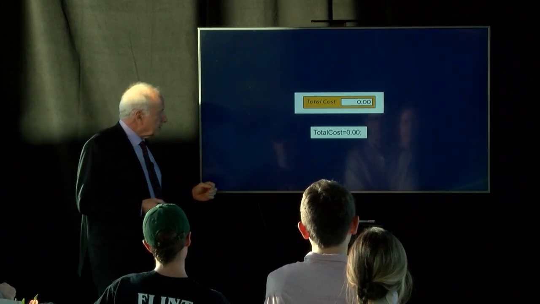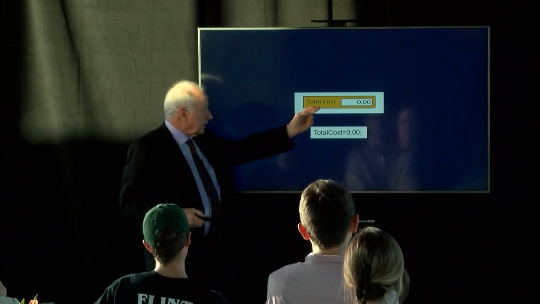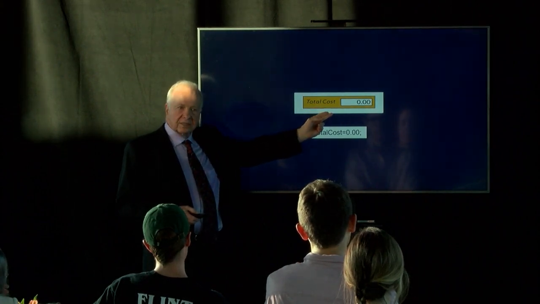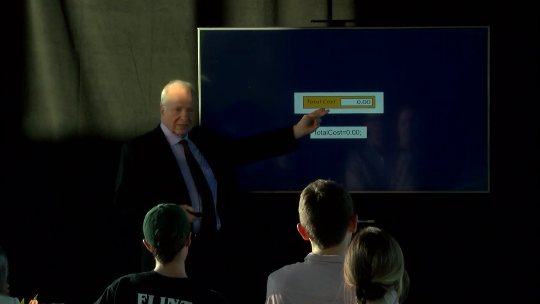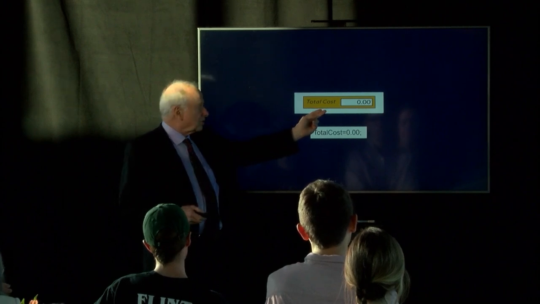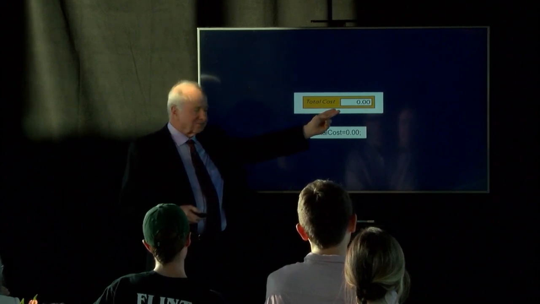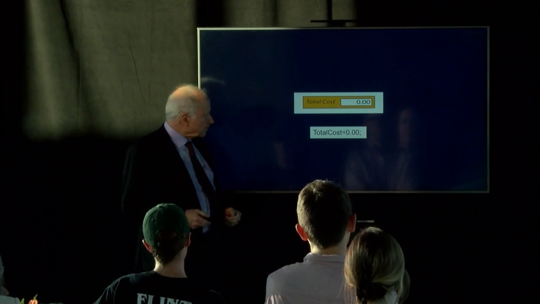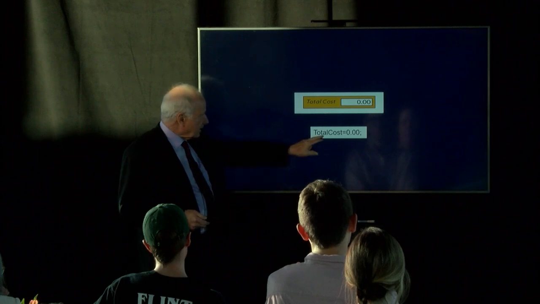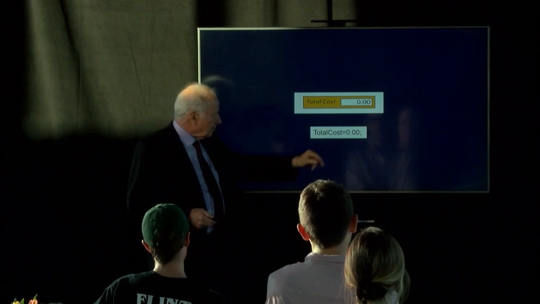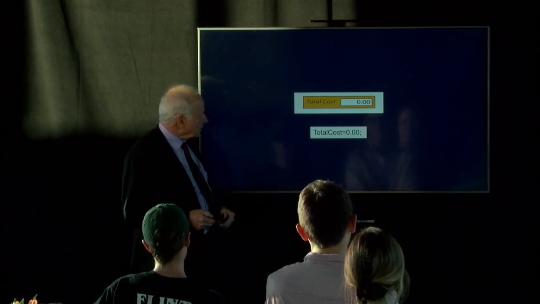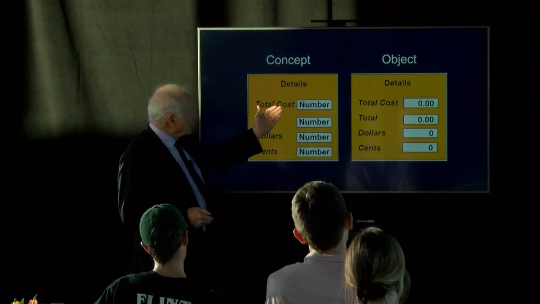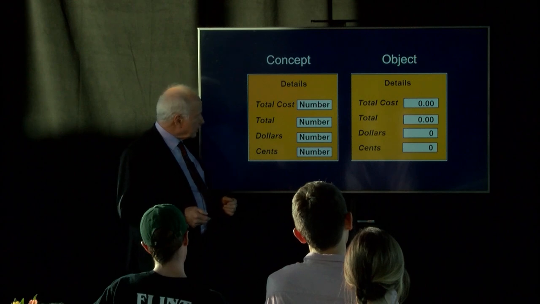Well, just repeating, here's the way I do a connection statement. It's by intention. You want the total cost to look this way in the form. Now, here's the way you normally do it in a programming language. So you've got to get rid of the blank and arbitrary equal sign and semicolon. So the concept and the object look fairly much the same.